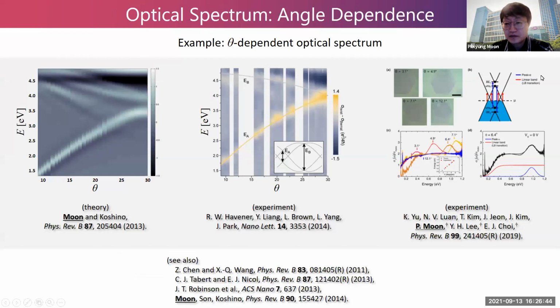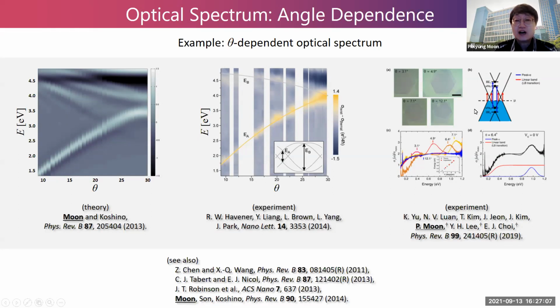Recently, I collaborated with a group at the University of Seoul, and they measured the optical spectrum by changing the Fermi energy and also changing the interlayer potential asymmetry. This provides many interesting properties of the electronic structure near the Dirac point.